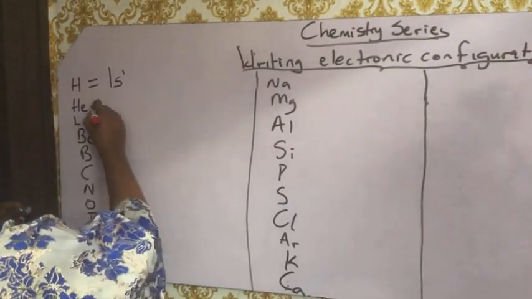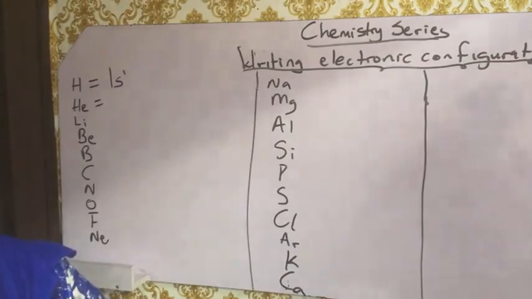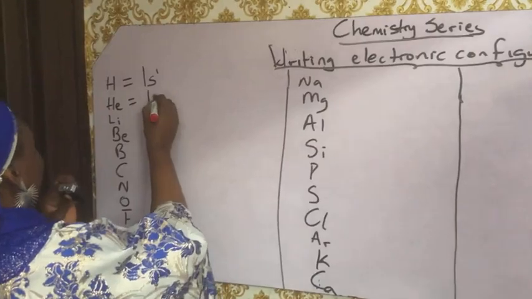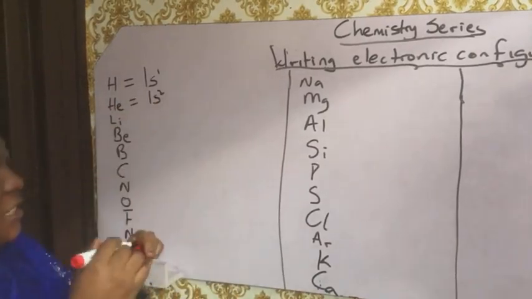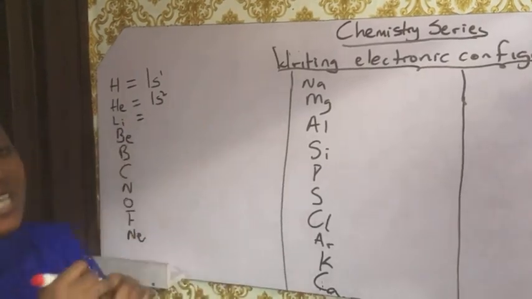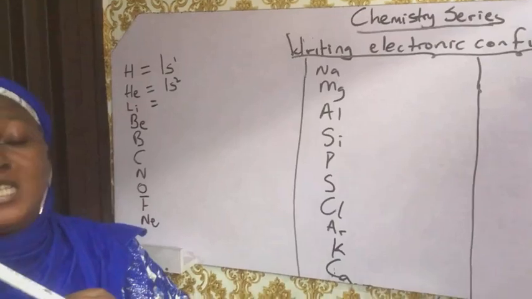Then the second one is helium, atomic number 2. The number of electrons is 2. That is 1s2. Now you can see that this is filled up. The next one is lithium, which is atomic number 3. The number of electrons is 3.